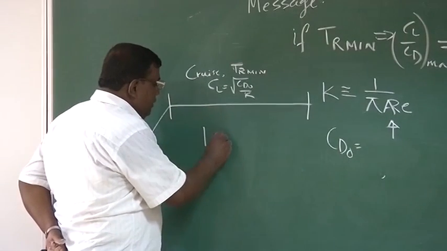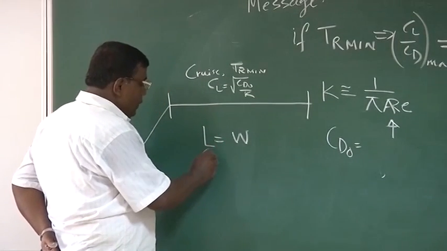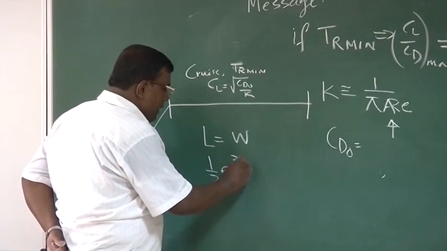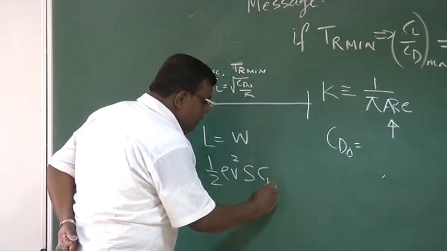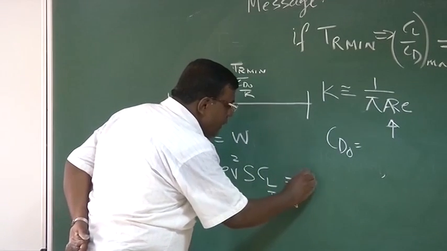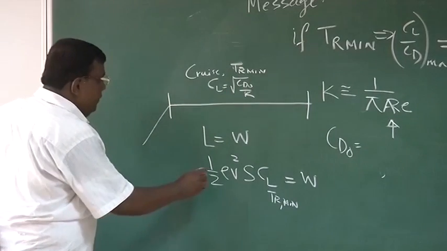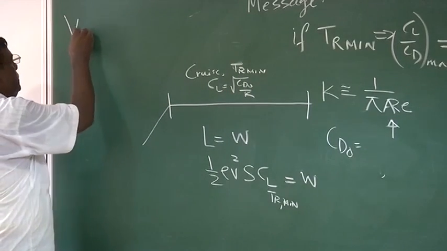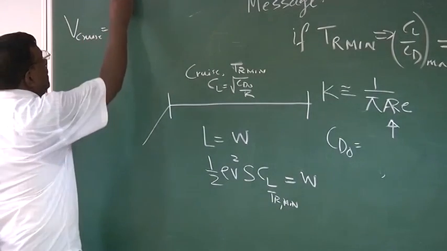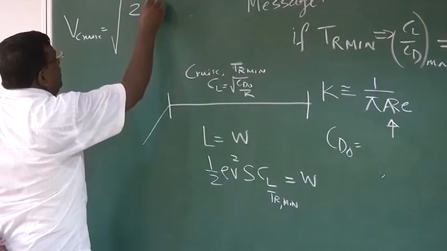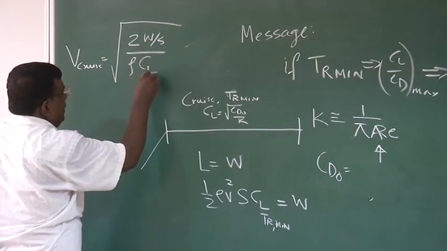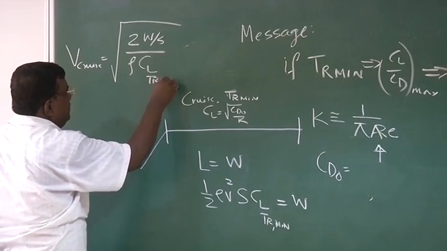See, lift equal to weight. So you know that half rho V square S CL for thrust required minimum will be equal to weight. So from here I can write V cruise will be equal to square root of 2 W by S by rho CL for thrust required minimum.